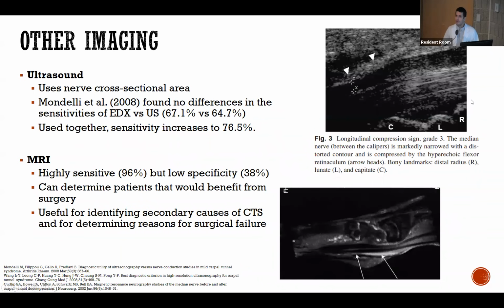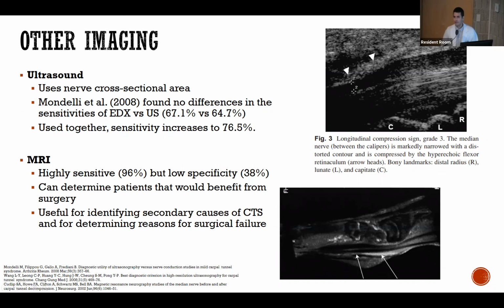Now for some of the more recent imaging. Ultrasound is starting to get really popular. There are a few different ways to evaluate median nerve compression, but they usually use the cross-sectional area of the nerve on ultrasonography. There's a study by Mugelli et al. where they found no difference in sensitivities between electrodiagnostic studies and ultrasound, and when both were used together, the sensitivities were even higher. One thing they note in this study is that as they trained all their staff to use ultrasound, it was pretty easy to teach everyone, and the reliability between different providers was high.